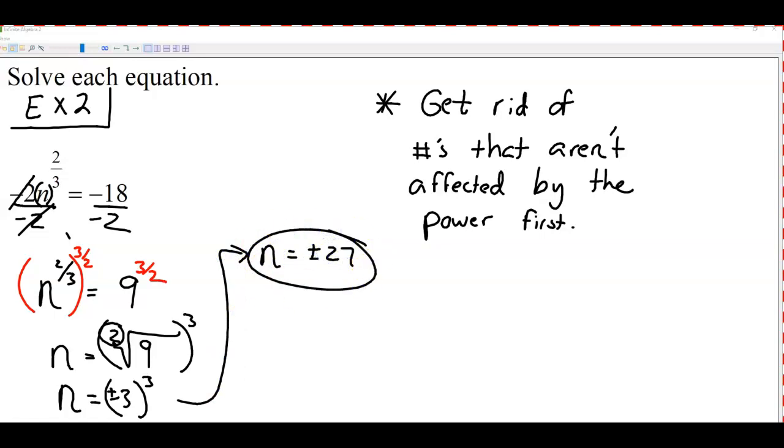So I'll wait in case you're still writing. But I'm not too concerned. I went kind of quick through this stuff, but I'm not concerned about that because that's what we just spent all of our time on before. The first step is what was really important here on this one. I wanted to illustrate to you guys the importance of getting rid of numbers that are not affected by the power first. Okay?